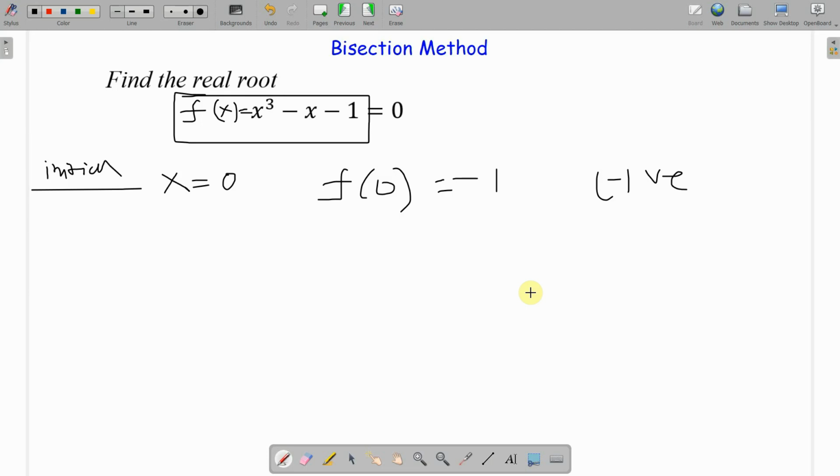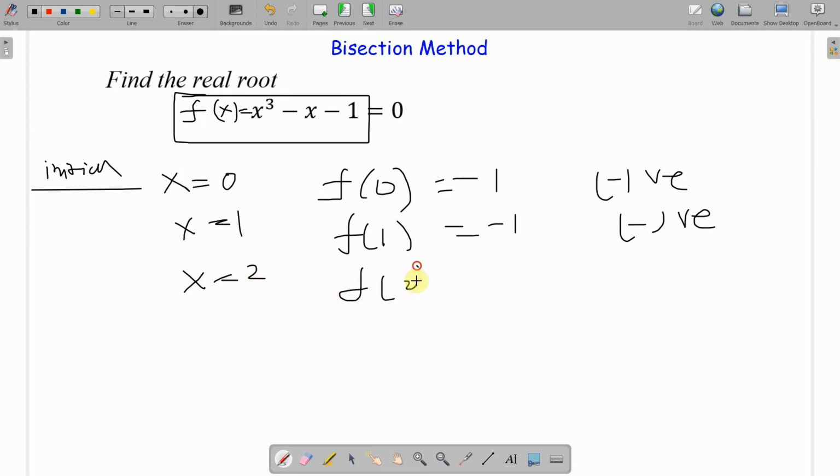So x is not equal to 0. Okay, now I'll check it. Let's take x equals 1. What would be the value of f(1)? It will be -1, so it's giving you negative. Okay, now for x equals 2, what will be the value of f(2)?